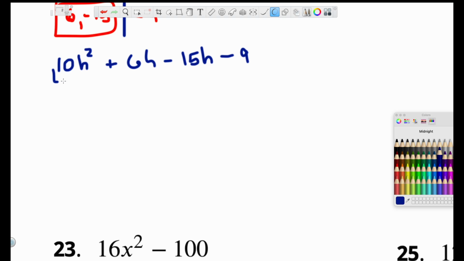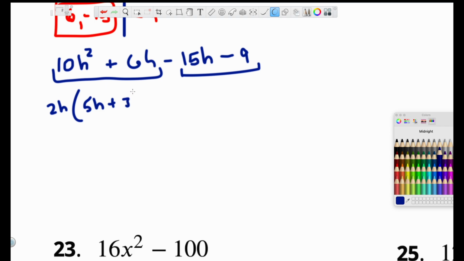And then now we're going to take the greatest common factor of the first two and the second two. So 10h squared and 6h, I can take a 2h out. That leaves me with 5h plus 3. And then here I can take a negative 3 out. And that leaves me with 5. So I took an h out of here. I've got to fix this.